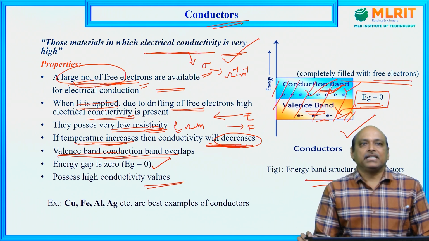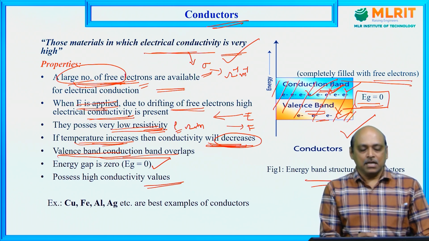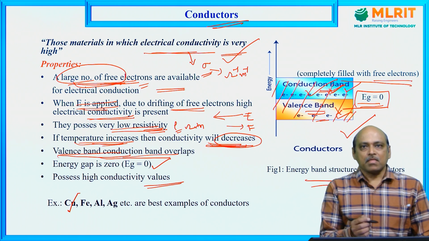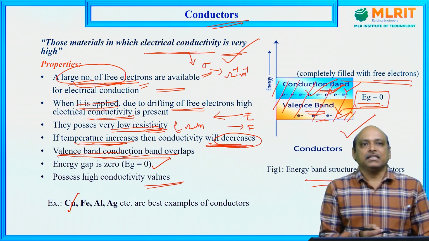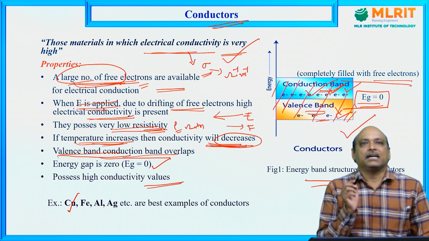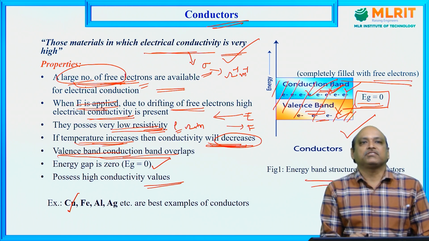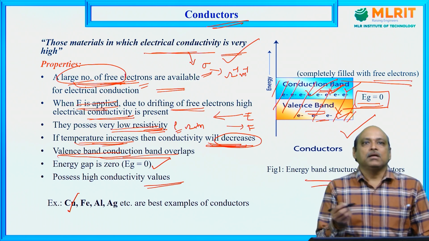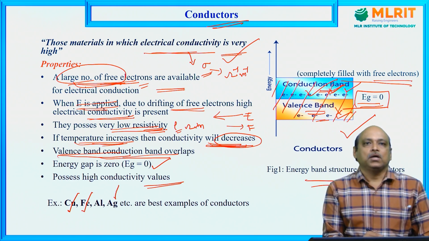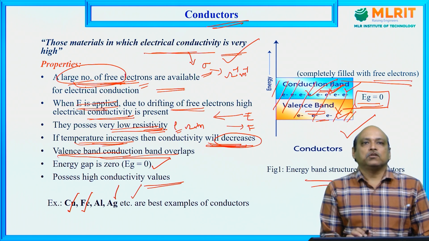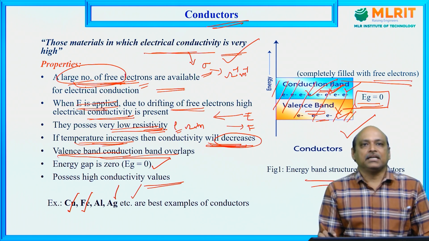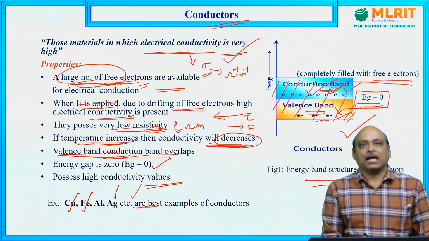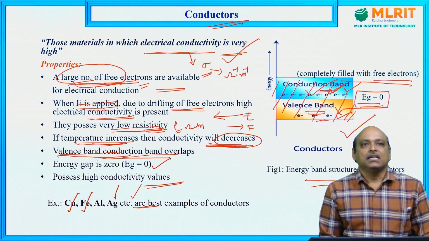Examples of such materials can be taken as copper. The best example is copper. We know that if you try to pass current in a copper wire, the current will simply flow. Copper is a best conductor because of that reason, meaning free flow of charge carriers, electrons, can be seen in copper. Not only copper, iron is also a good example. Aluminium and silver also. So we can say that conductors are nothing but metals. Any metal can be taken as the example.